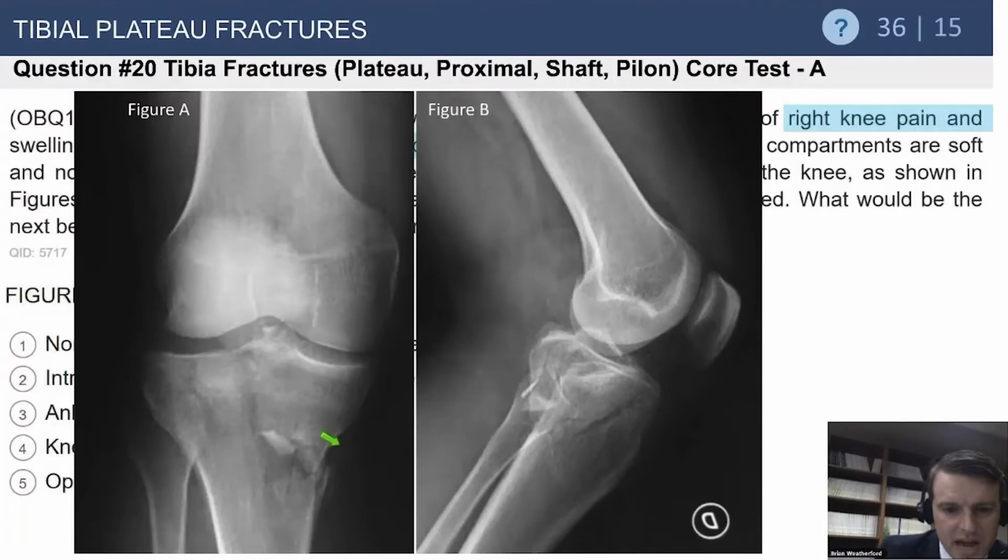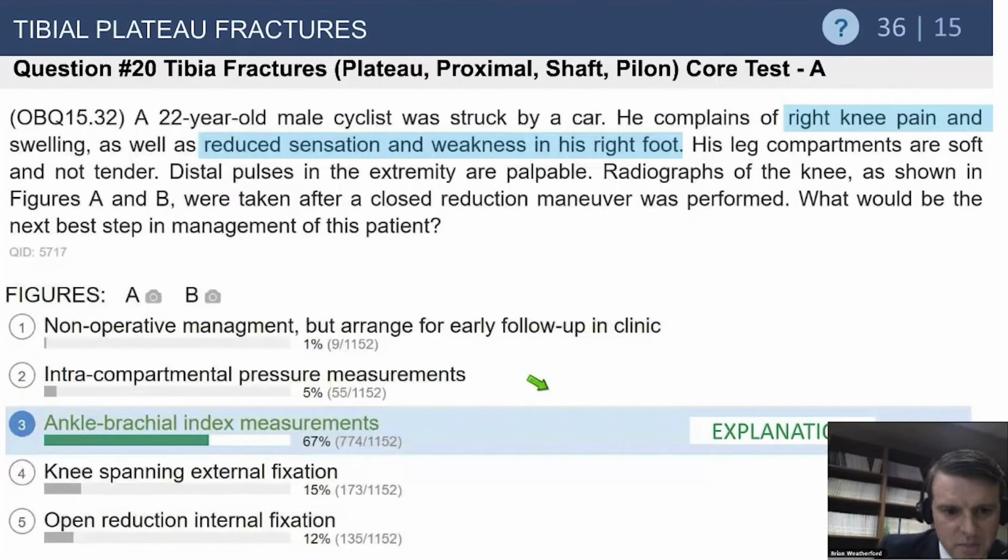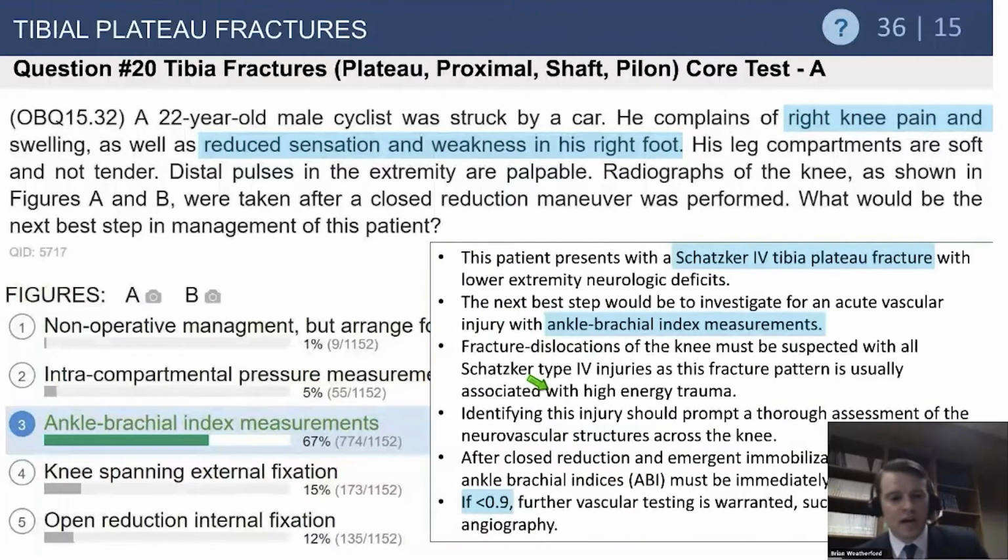Okay, what do we have here? If you look carefully here, we have a displaced medial plateau fracture. It's a fairly extensive medial plateau fracture. It goes all the way posterolateral here, and you can see the depression. But like we just discussed, this patient needs an ankle brachial index measurement, okay? So we're concerned this patient may have an occult vascular injury. They may have a neurologic injury, but that's not a limb-threatening condition per se. So with a Schatzker type 4 medial tibial plateau fracture, you must carefully examine their pulses and perform an ankle brachial index.